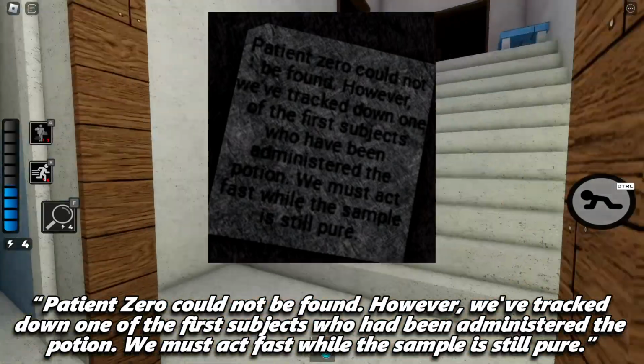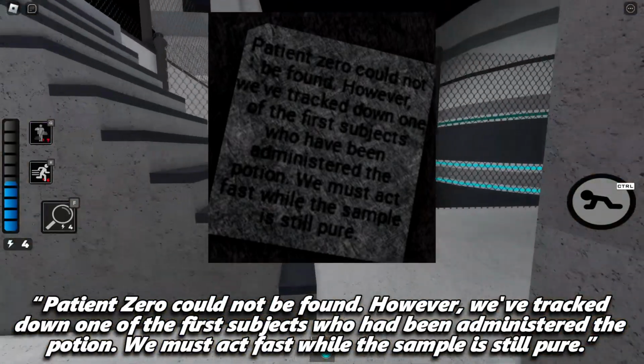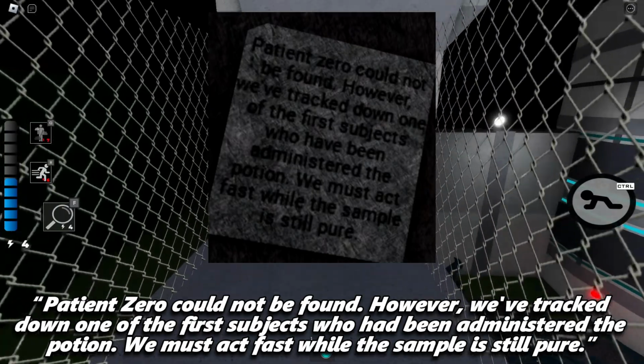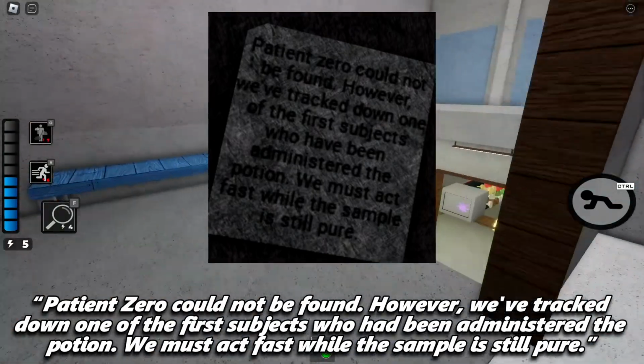However, we've tracked down one of the first subjects who had been administered the potion. We must act fast, while the sample is still pure.